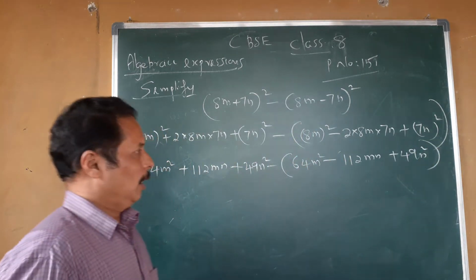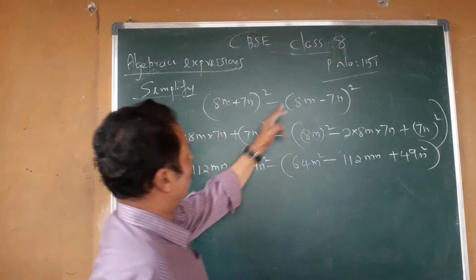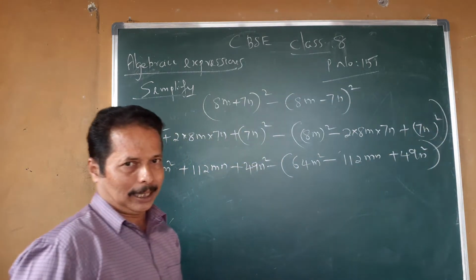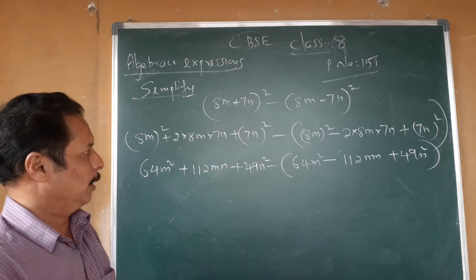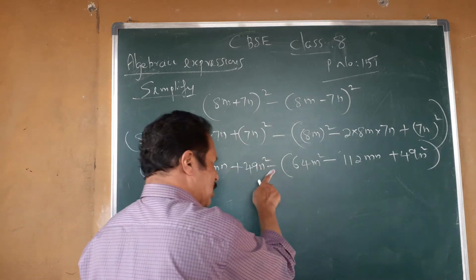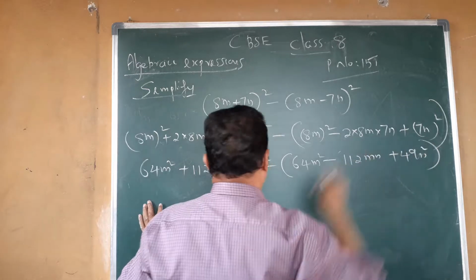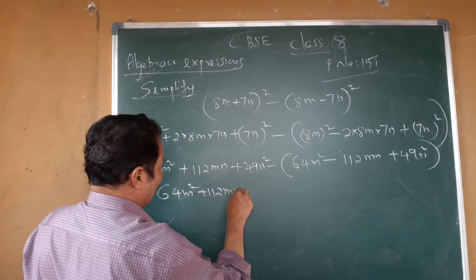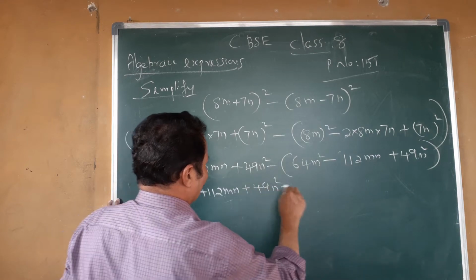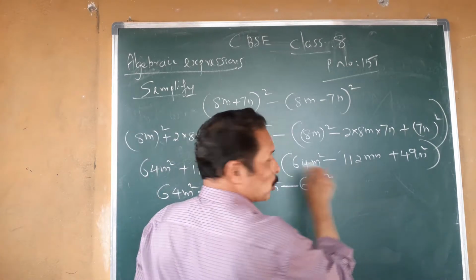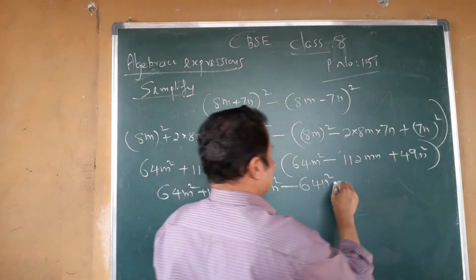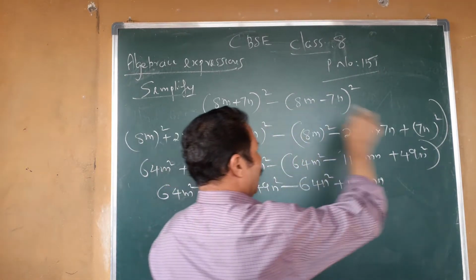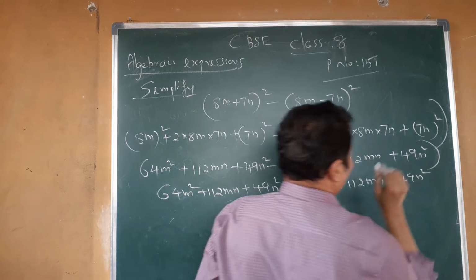Is it clear? Now the next, this is (a plus b) whole square and (a minus b) whole square. It is negative. When you say minus, don't forget the bracket. Minus, then bracket, then change the signs. Now this minus is applicable for all the terms. So 64m square plus 112mn plus 49n square minus 64m square, minus minus plus 112mn, minus minus plus again minus 49n square.